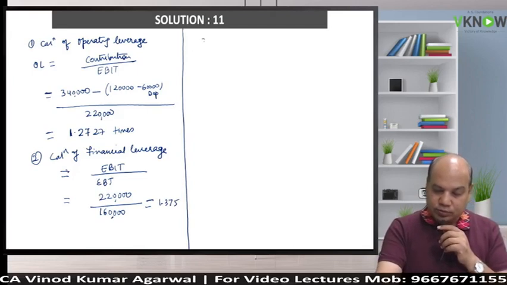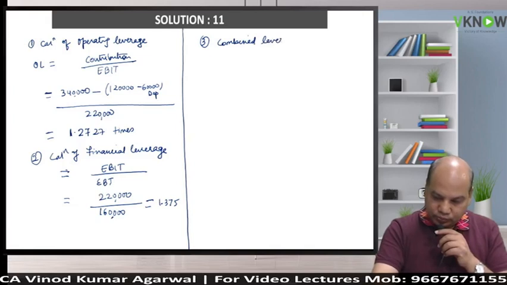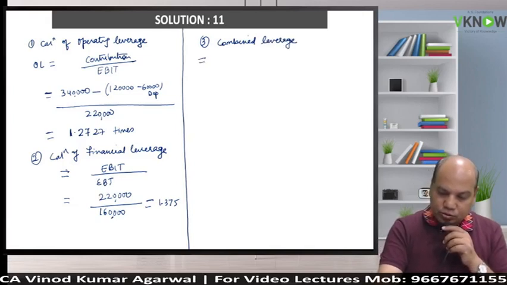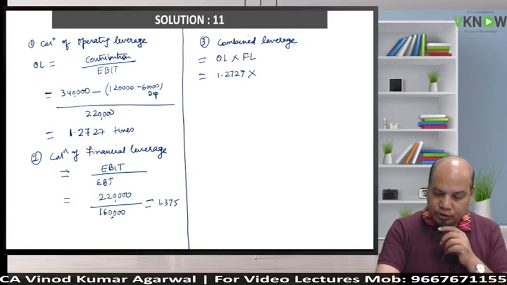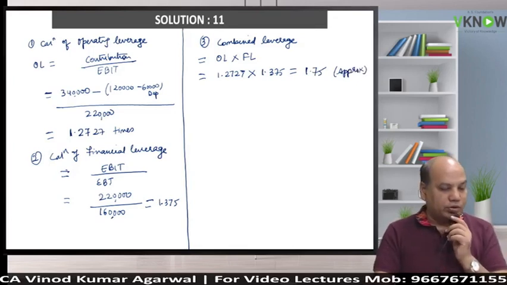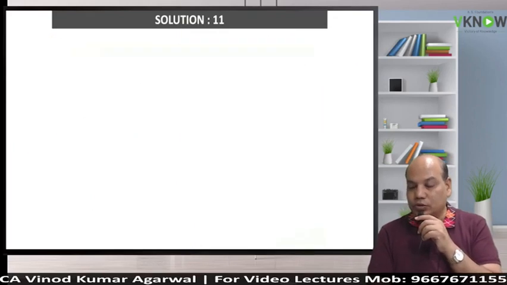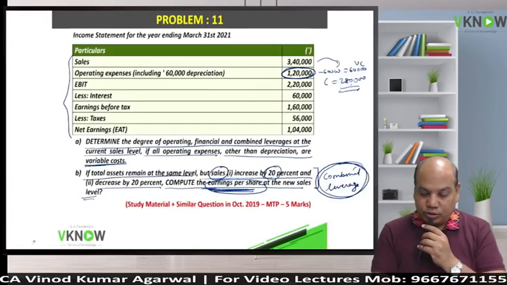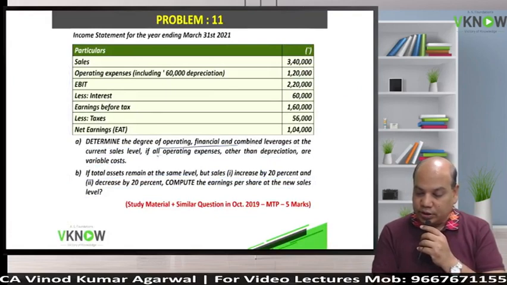Okay, wait. Combined leverage. We'll multiply the two answers: operating leverage into financial leverage. Operating leverage 1.2727, financial leverage 1.375. Kindly reply. So 1.75 approximately. I will require this number in subsequent calculation. Okay, 1.75. So this is your first question. Compute the three leverages, already done.